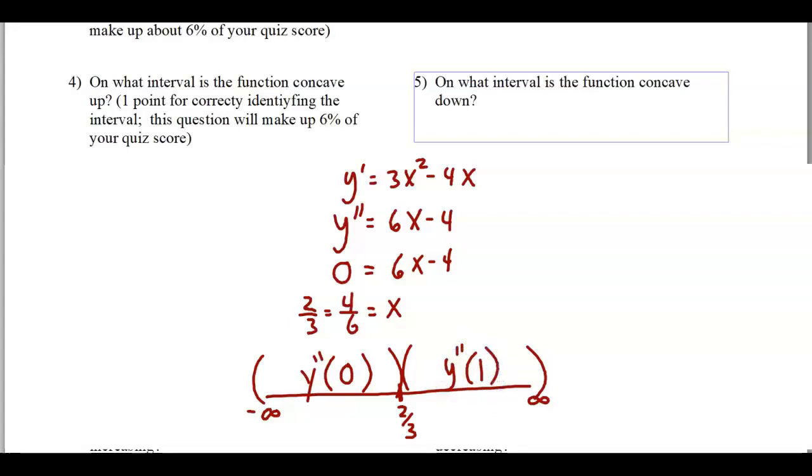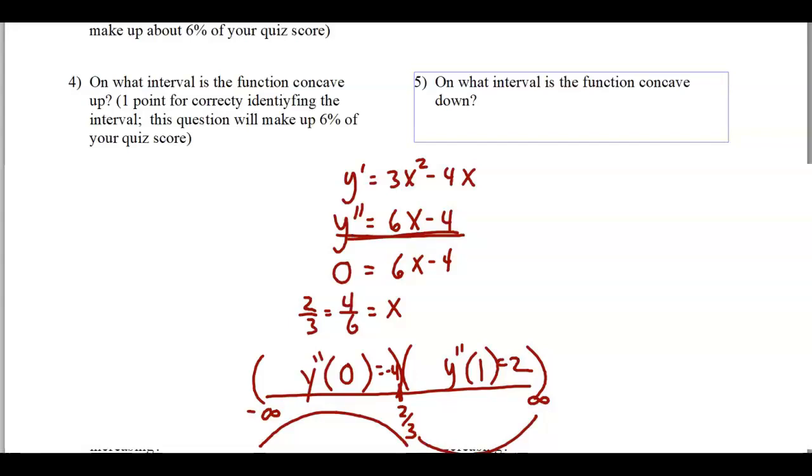So now if you plug 0 into your second derivative, you're going to get -4 as an outcome, which means that if your second derivative is negative, then on that interval the graph would be concave down. If you plug in 1 to your second derivative, you're going to get a +2, which means that on that interval, it's concave up. So we can now answer the questions here for 4 and 5.